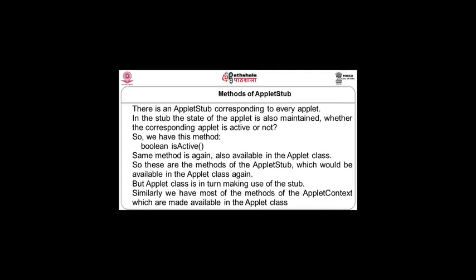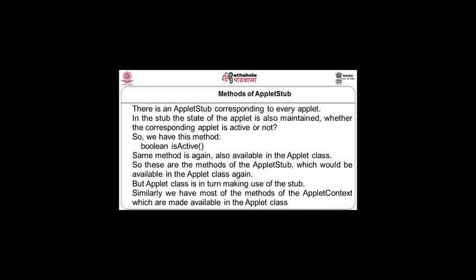Another thing which corresponds to the applet is the stub, one stub per applet. The stub also maintains the state of the applet, that is, whether the current applet is active or not. So we have this method called isActive, the same method again available also in the applet class. isActive tells whether the applet which corresponds to this stub is active or not. It's available in the applet class again.